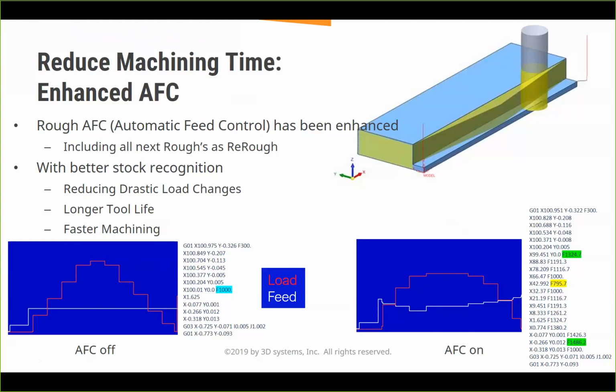So even though this operation or this function was available in Cimatron for many years, it had some problems, and now it is much enhanced, and we encourage you to use it and to show it to your customers and let them use it. This is an important machining time reduction and quality improvement in roughing.